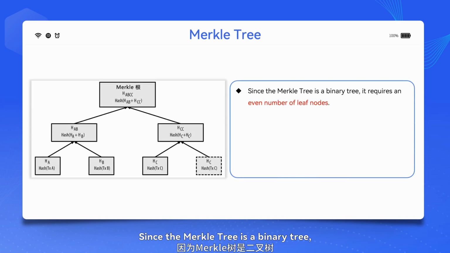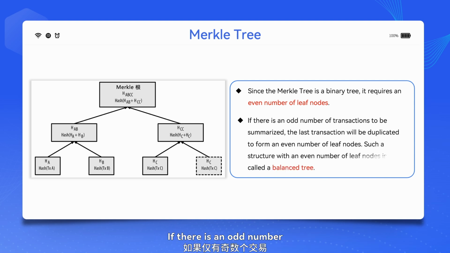Since the Merkle tree is a binary tree, it requires an even number of leaf nodes. If there is an odd number of transactions to be summarized, the last transaction will be duplicated to form an even number of leaf nodes. Such a structure with an even number of leaf nodes is called a balanced tree.